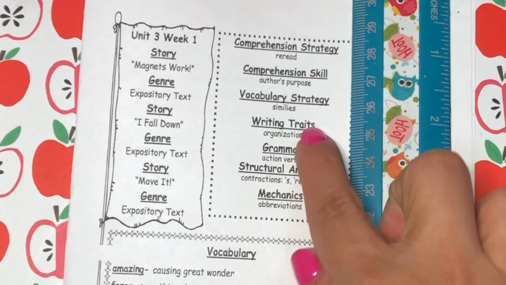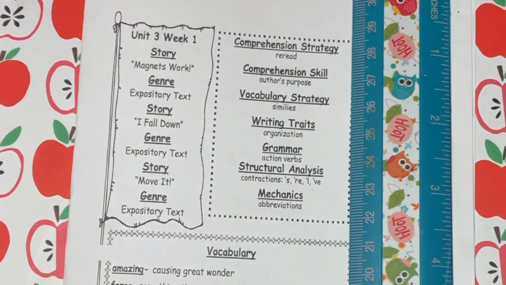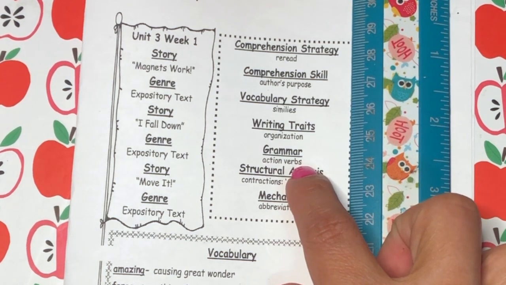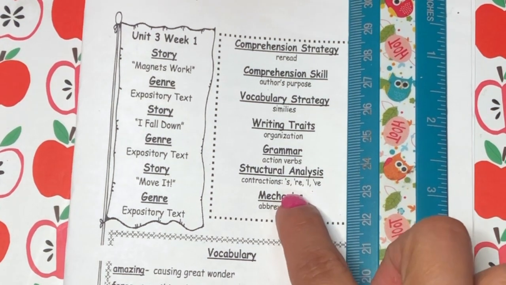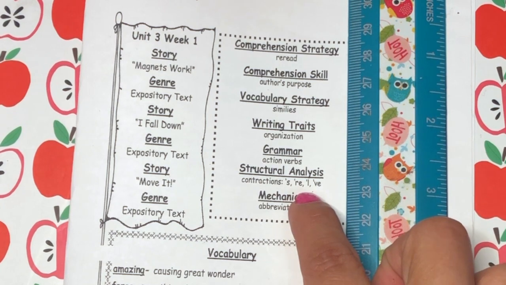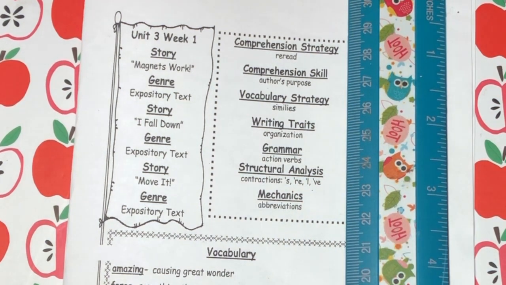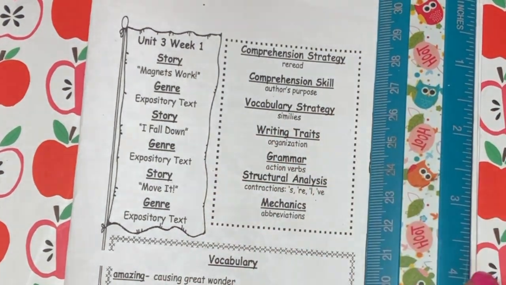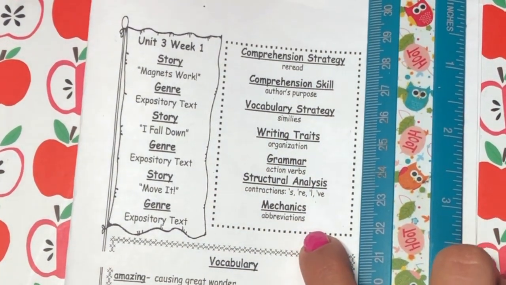The writing trait we're going to review these 2 weeks is organization. The grammar would be action verbs, structural analysis, contractions with S, R, E, L, L, and V, E. Oh, I'm sorry, and V, E. And abbreviations, right? And this all goes with our writing instruction. So we're going to learn this as we learn about writing.